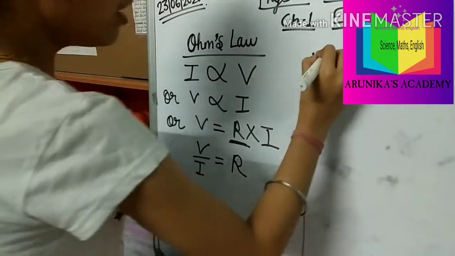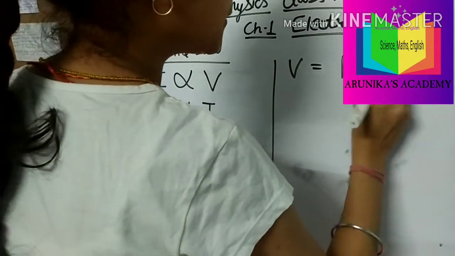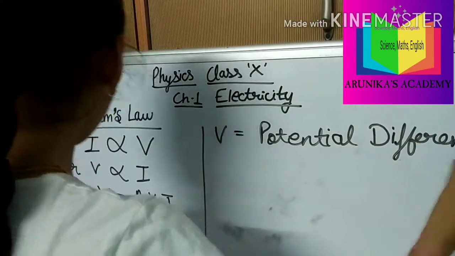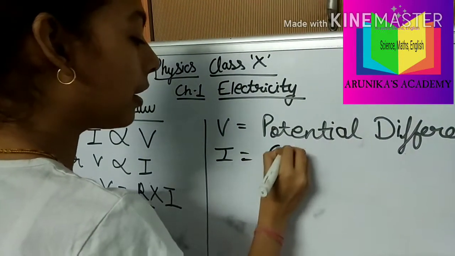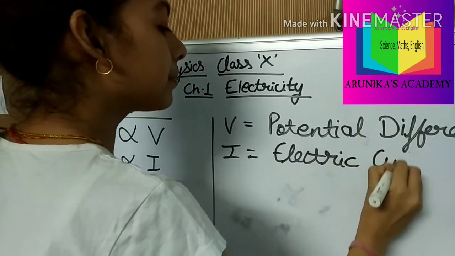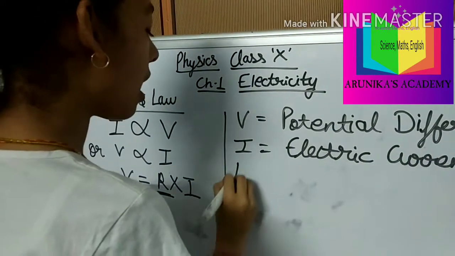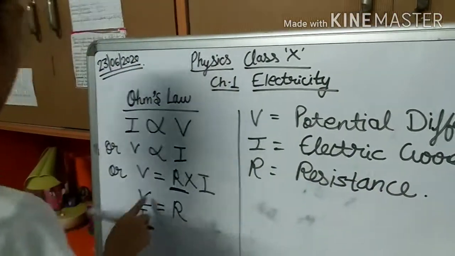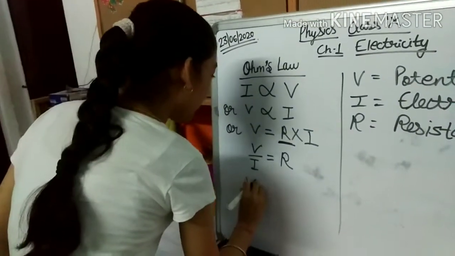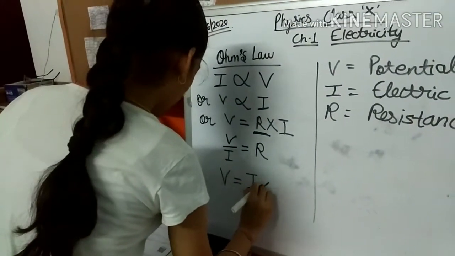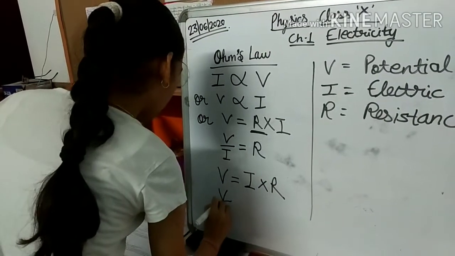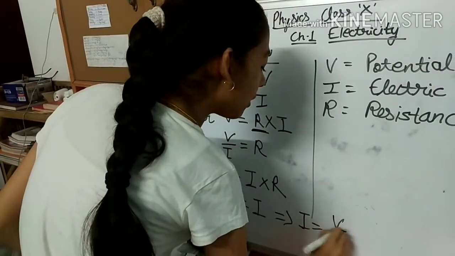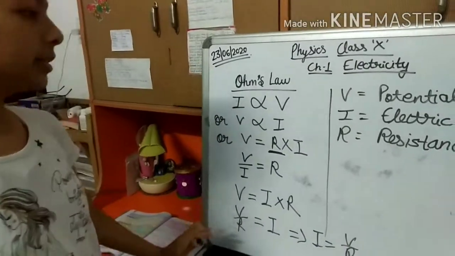Where V is the potential difference, I is the electric current, and R is the resistance. So here V upon I equals R. We can also write V equals I into R, or V upon R equals I, or I equals V upon R. So this is Ohm's law.